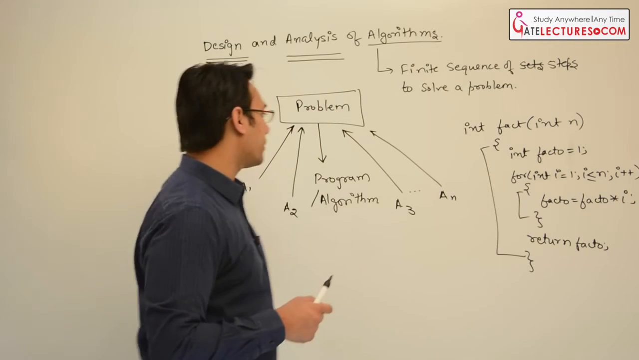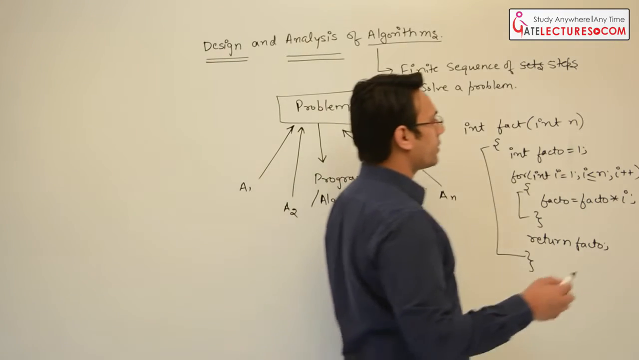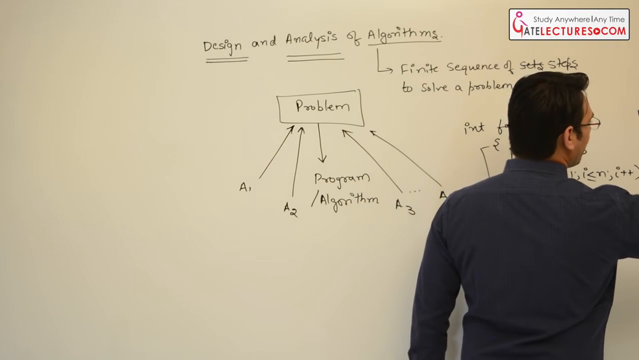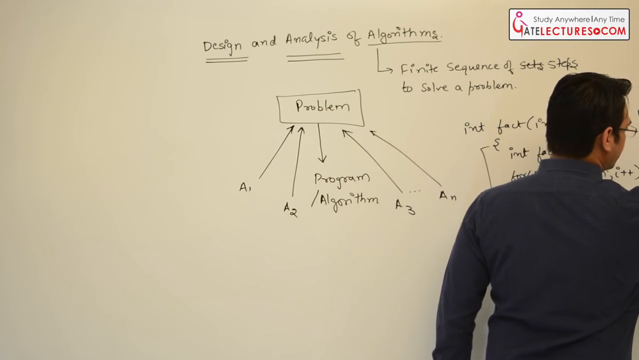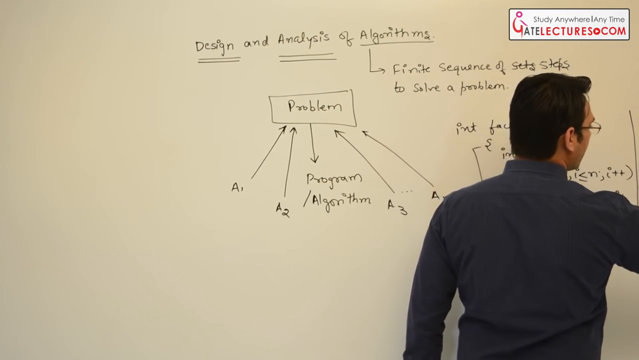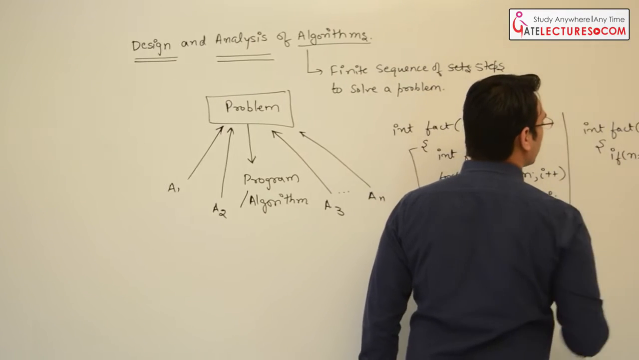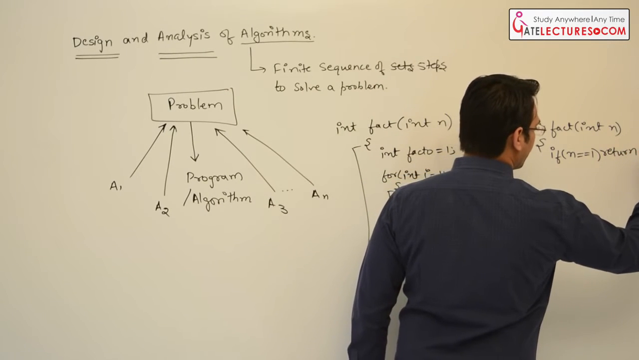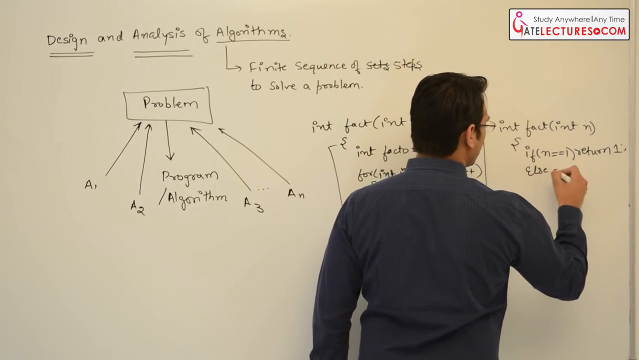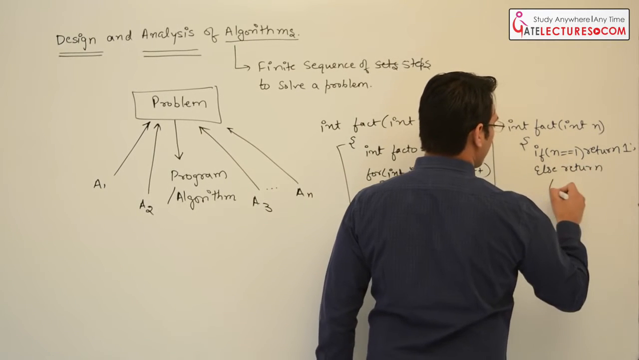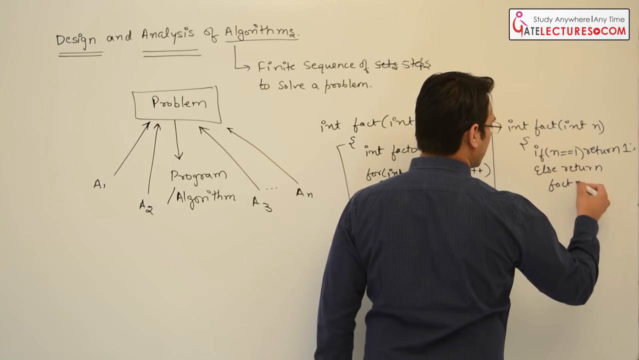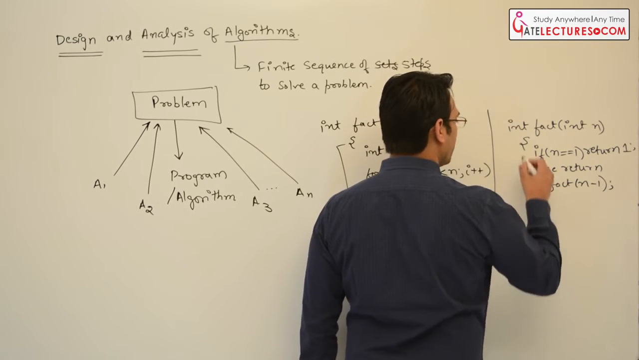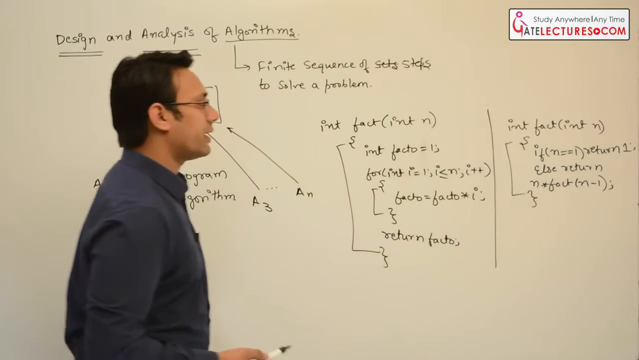And we can write a recursive program also. Now let us say we have the program which is int fact for int n. Now if n is less than or equal to 1, then return 1, else return fact of n minus 1 into n. So this is a recursive program, right?